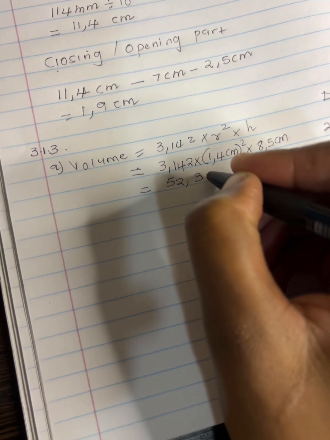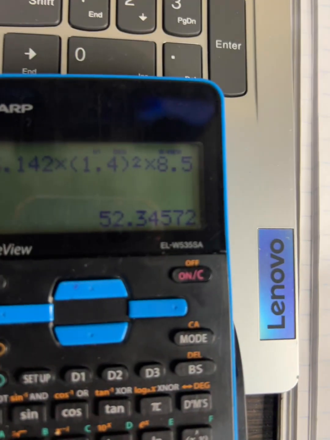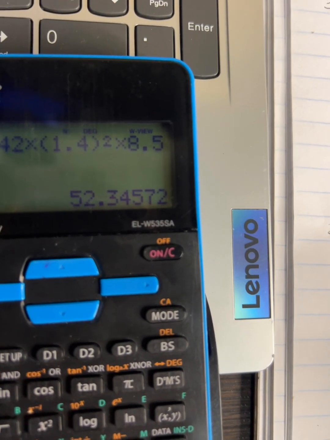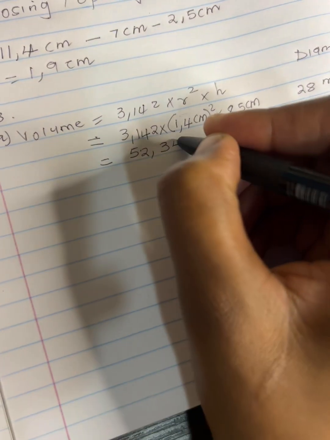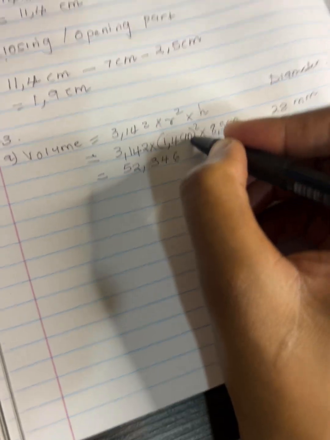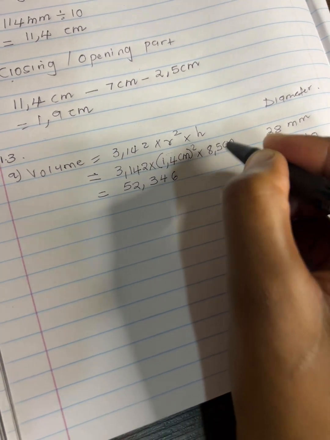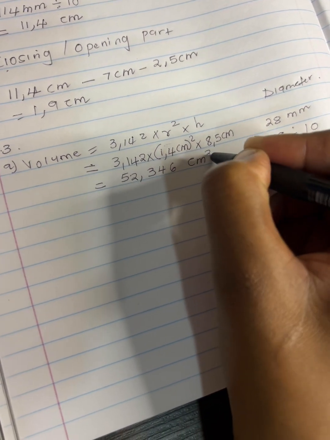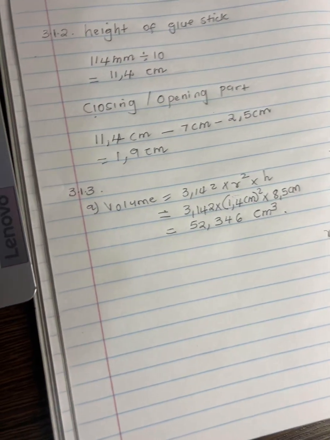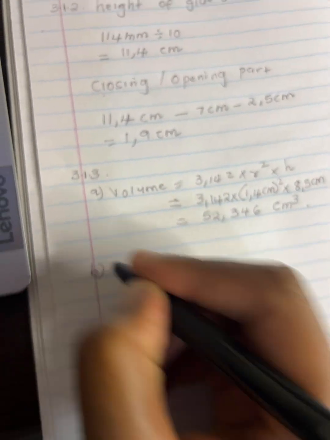52.346. They said to 3 decimal places, so it will be 52.34, and we are going to increase 5 and it becomes 6, so it will be 52.346, and then we have centimeter squared here, and then we have another centimeter here, meaning that it will be centimeter cube. That's it. So we're done with A. Now we're going to B.